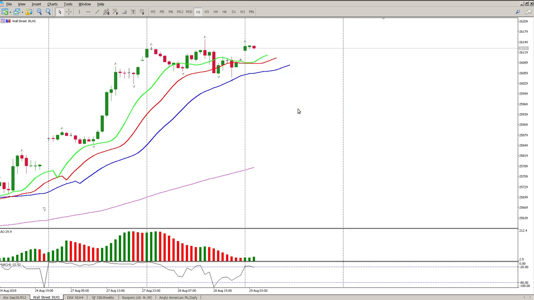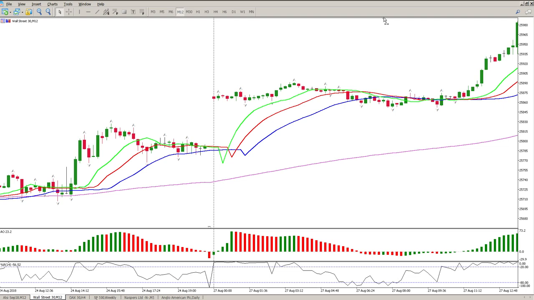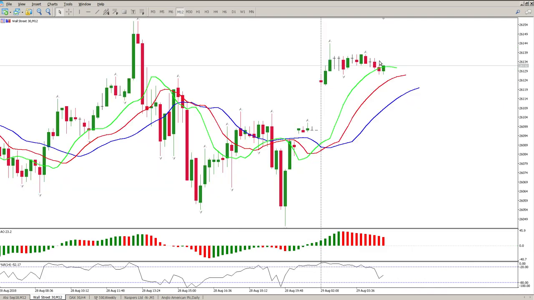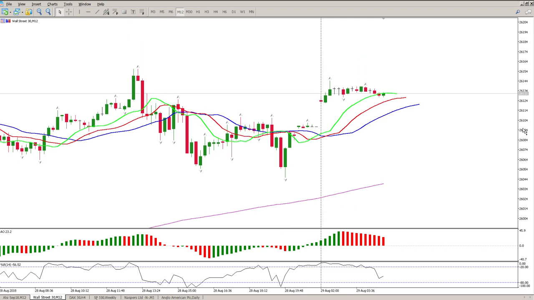I'm definitely looking for longs, and the question is, where am I going to get in? It'll be pretty much watching to see what happens with price at the moment. I would like to see it pull back. It may not pull back. At the market open, it may just consolidate and then start building. So just pay attention to that.